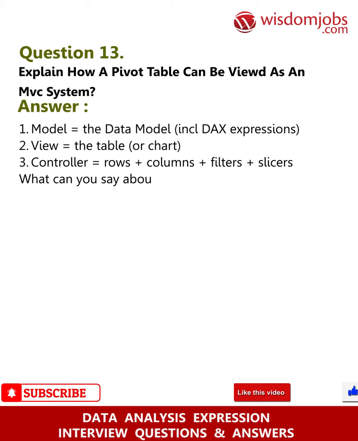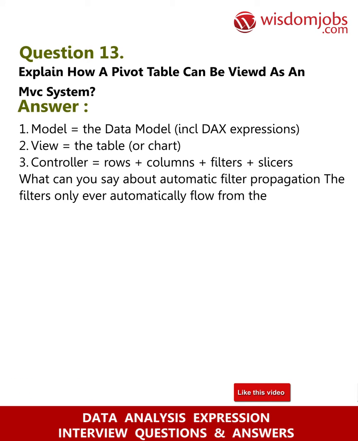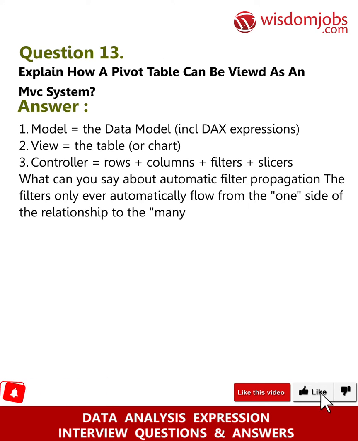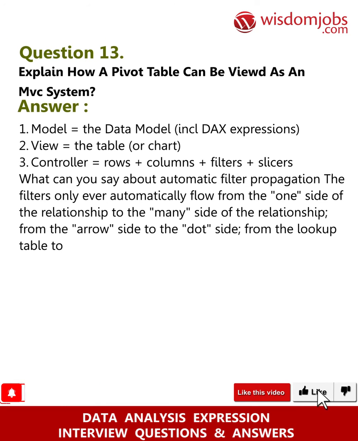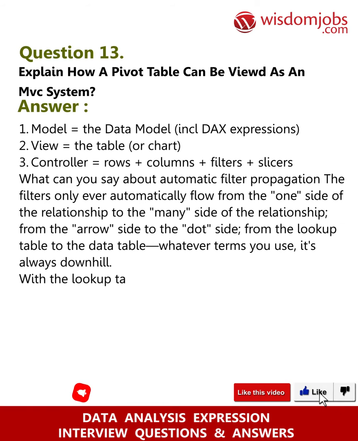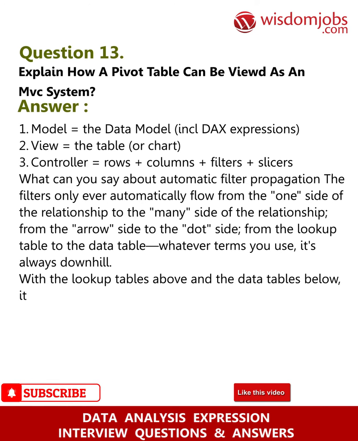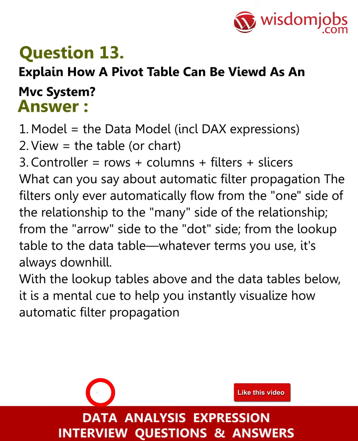What can you say about automatic filter propagation? The filters only ever automatically flow from the one side of the relationship to the many side of the relationship, from the arrow side to the dot side, from the lookup table to the data table. Whatever terms you use, it's always downhill. With the lookup tables above and the data tables below, it is a mental cue to help you instantly visualize how automatic filter propagation works.